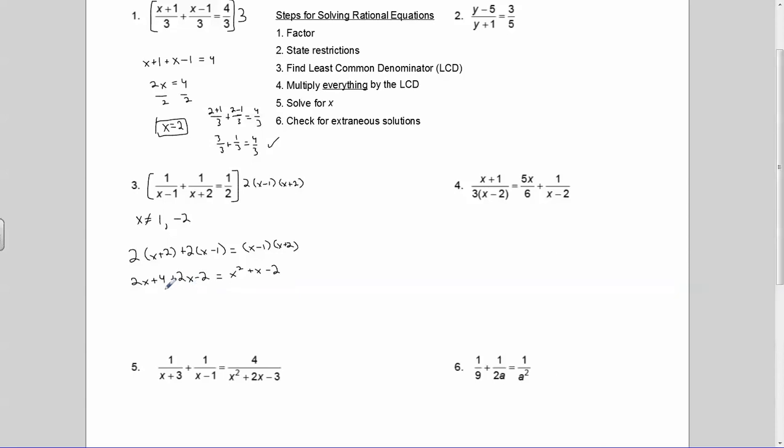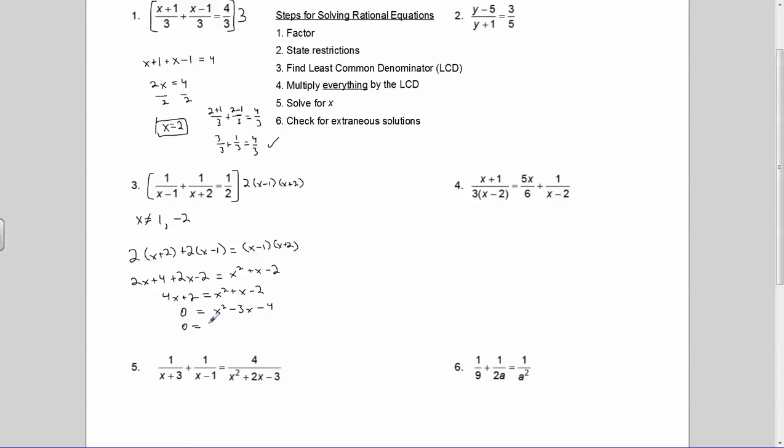So I'll go ahead and combine like terms and then move everything to the same side so you can see that in 2 steps. 4x plus 2 equals x squared plus x minus 2. Now we'll move everything to the right. So subtracting 4x, well, let's put our x squared first. Subtracting 4x, we will have negative 3x, and subtracting 2, we'll have negative 4.